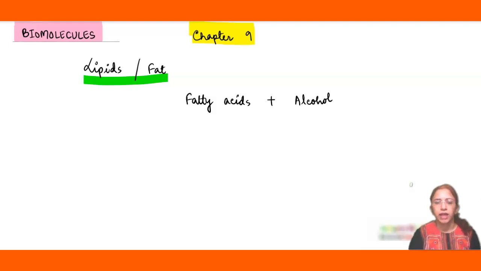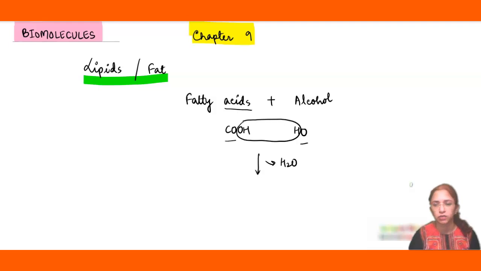Right? As the name fatty acid suggests, the functional group here will be COOH, whereas in the alcohol it would be just OH. Now here the condensation reaction will happen and it will lead to the evolution of a water molecule, and these two parts will be joined together. Means fatty acids and alcohol will be united together at the expense of a water molecule.